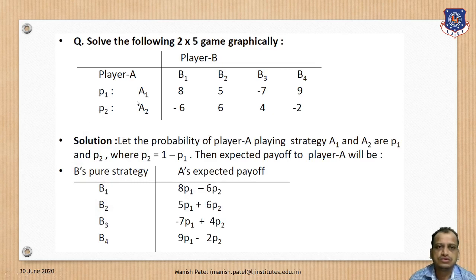Solve the 2 cross 5 game graphically. Here, if you can see, the rows are 2 and the columns are 5, and you have to find the solution with the help of the graphical method. For player B's pure strategies B1, B2, B3 and B4, A's expected payoff for B1 is 8P1 minus 6P2. For B2 it is 5P1 plus 6P2. For B3 it is minus 7P1 plus 4P2, and for B4 it is 9P1 minus 2P2. You have found all these equations.